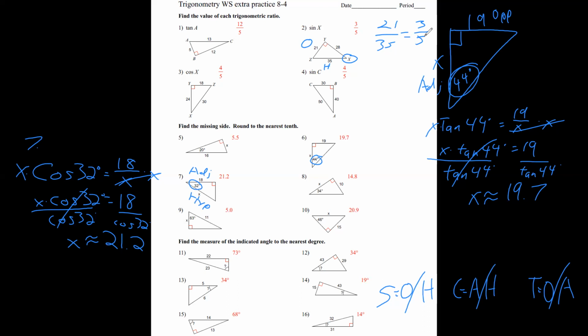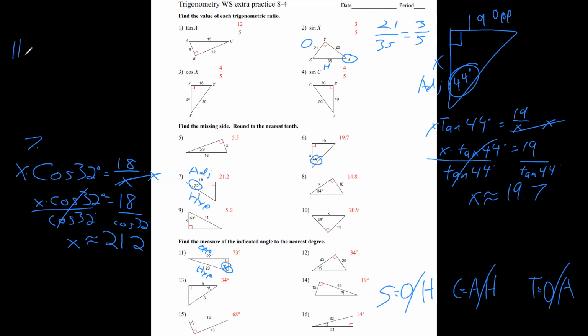All right, so this one's finding an angle. This angle is the one we're missing, and I'm going to call that x. As far as the sides, this is our hypotenuse and this is our opposite. So I have opposite and hypotenuse. Opposite over hypotenuse is which one of the three? Sine.